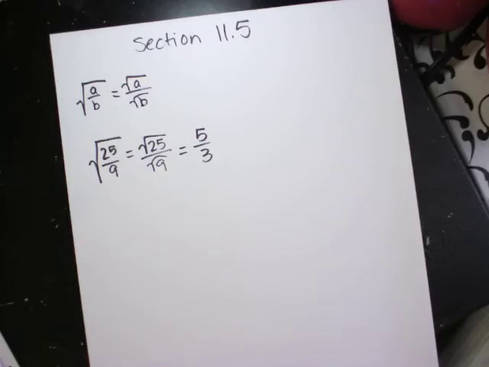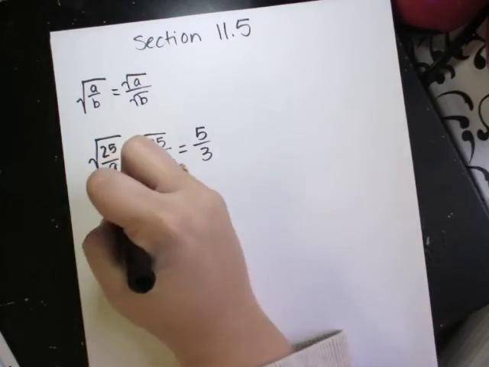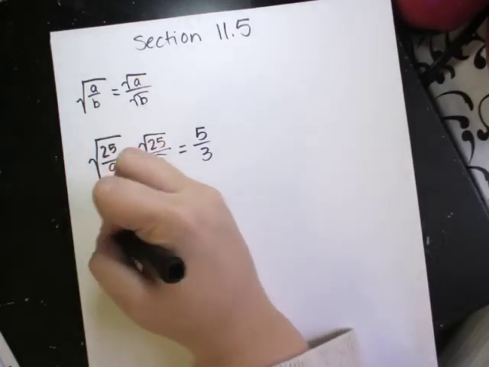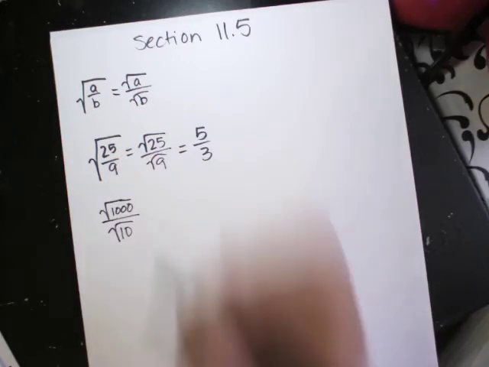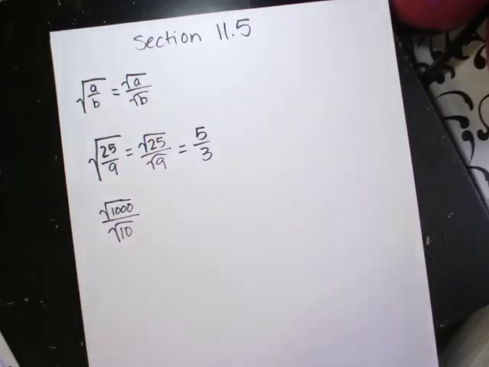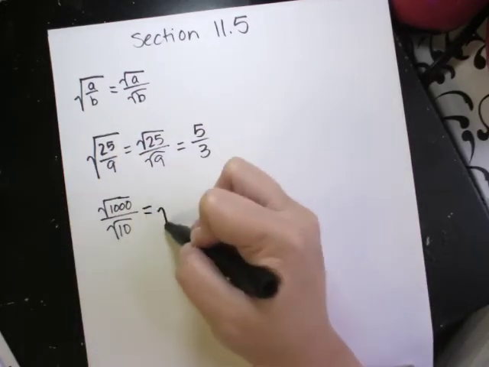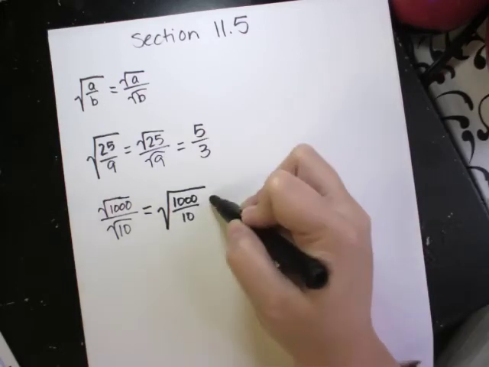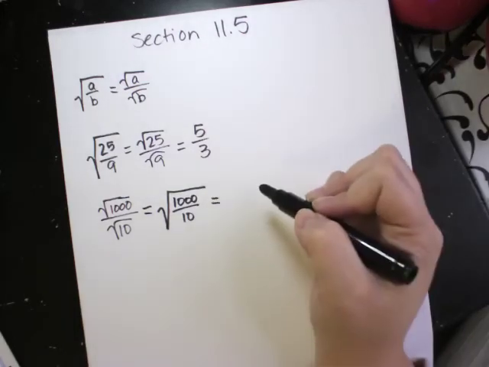And likewise, we could also go from, let's see, here, okay? We could combine them. What's 1,000 divided by 10? That would be 100.